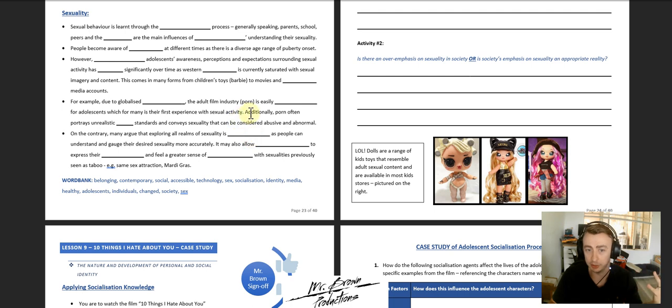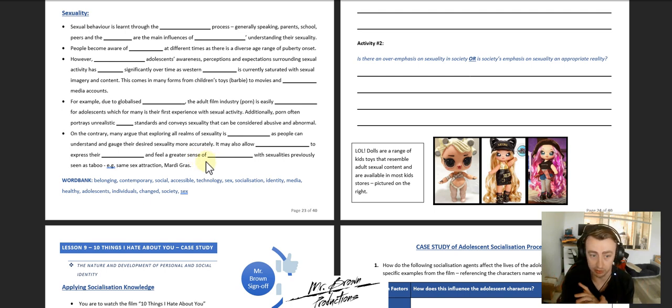And the argument here, we're going to look at both sides, is that often things like porn portray unrealistic sex standards, so you can get your word bank in, and it conveys that sexuality can be considered abusive or abnormal in some ways, with some research showing the very negative or harmful effects of consuming that material and the damaging implications it can have on how people view sexuality. But on the contrary, many argue that exploring all realms of sexuality is healthy, as people can understand and gauge their desired sexuality more accurately. It may also allow individuals to express their identity better and feel a greater sense of belonging with sexualities that were previously seen as taboo.